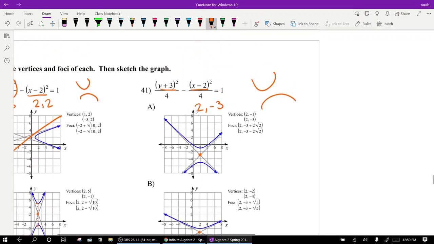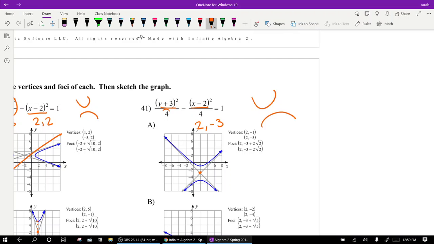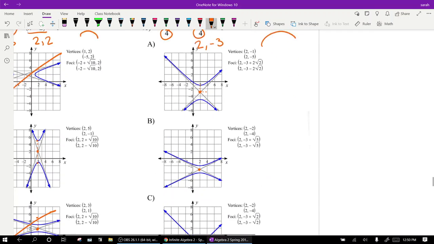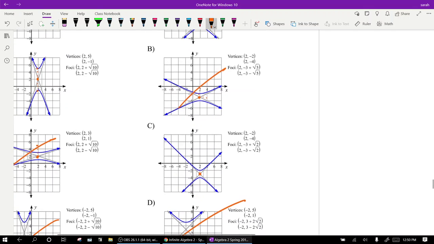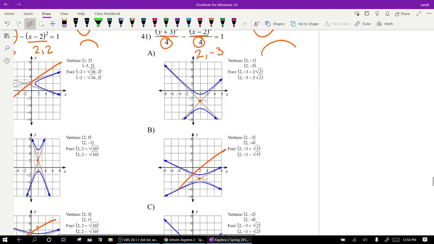All right, so now let's take a look in the Y position and the X position. I could go 2 and 2. So 1, 2, 1, 2. So I'm thinking it's going to be A, but let's just check everything else. This one goes 1 and 2, so it can't be B. And this one is 1 and 1, so it can't be C, so it has to be A. So 41 is A.